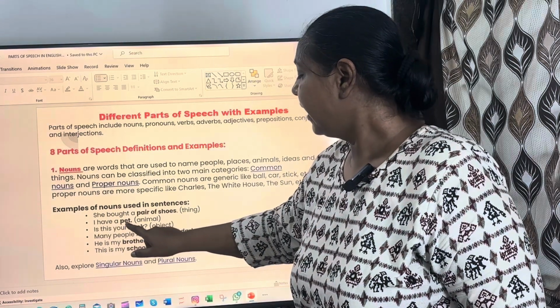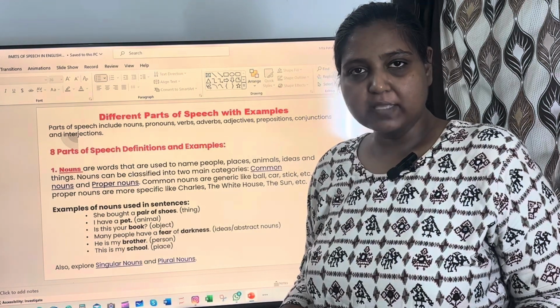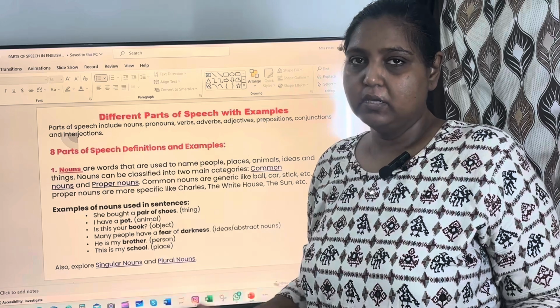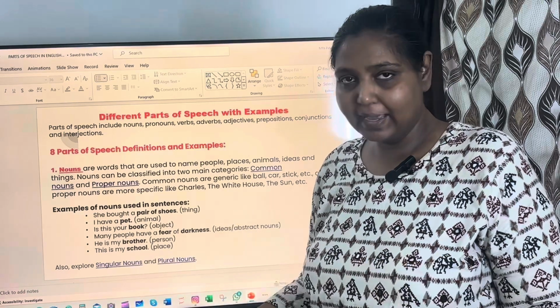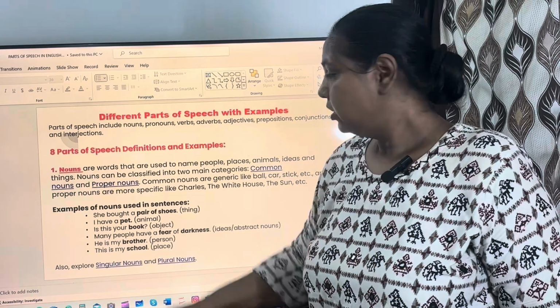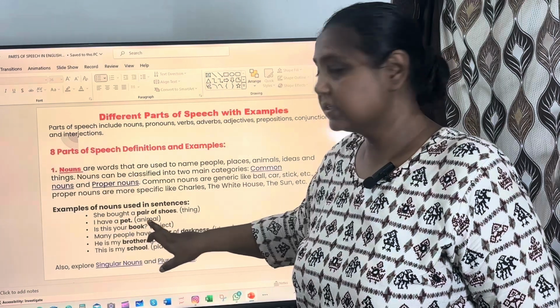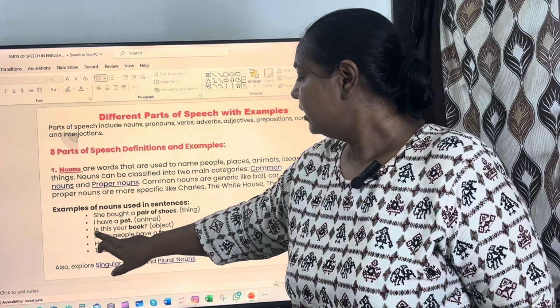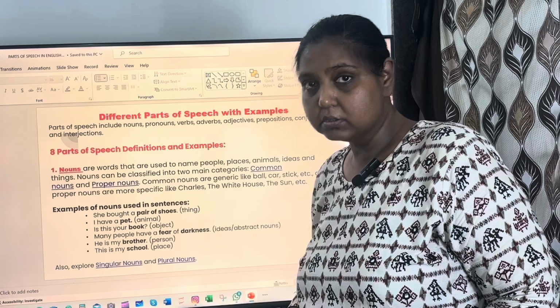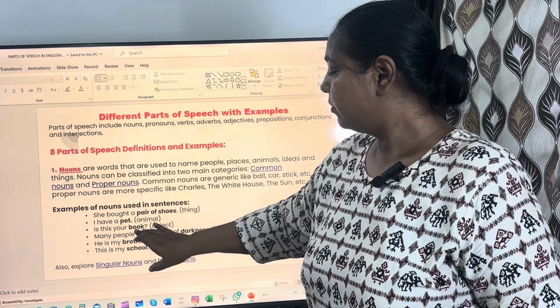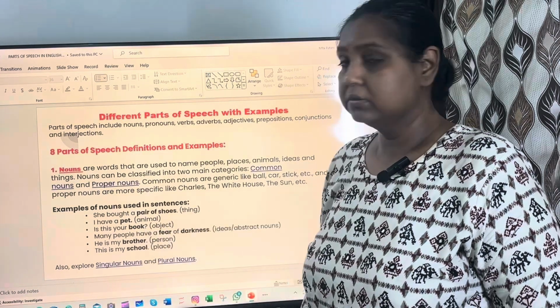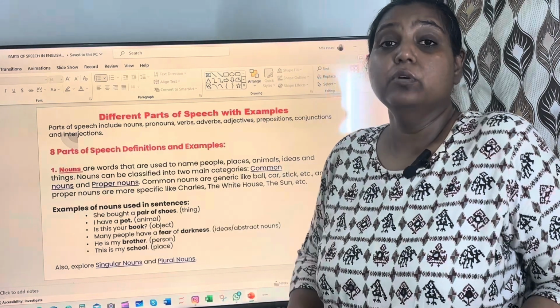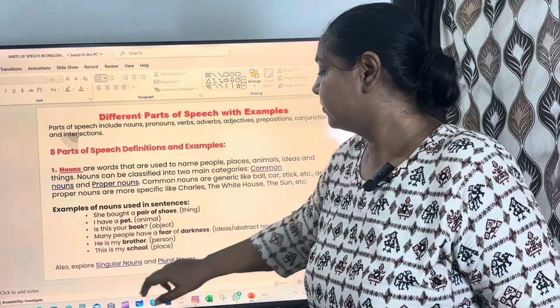I have a pet. What is a pet? Pets could be any animal, a dog, a cat, a parrot. So here, a pet is an animal. Is this your book? See, this is a common name. Book, object. We give a name to a thing, an object.